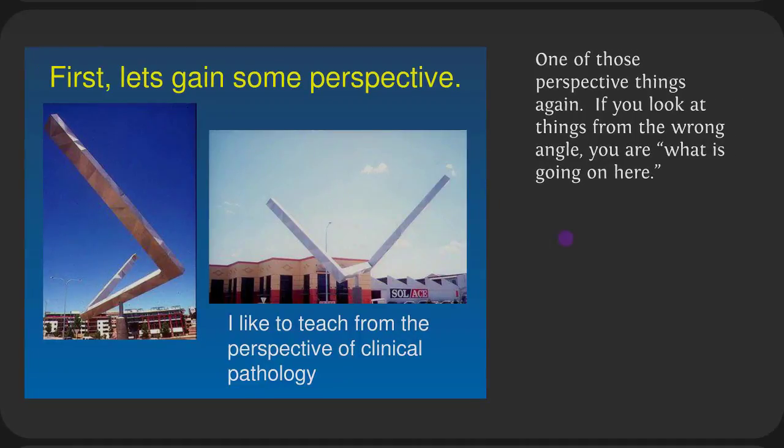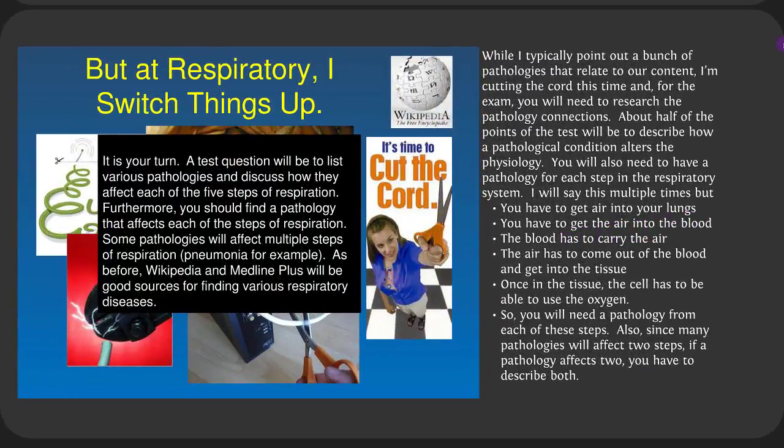One of those perspective things again: if you look at things from the wrong angle, what's going on here? So this is the wrong angle. While I typically point out a bunch of pathologies that relate to our content, I'm kind of cutting the cord this time. And for this exam, you will need to research the pathology connections yourself. About half the points on this test will be to describe how a pathological condition alters the physiology. So you'll also need to have a pathology for each step in the respiratory system.